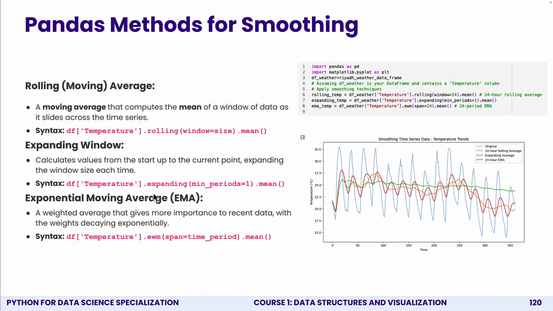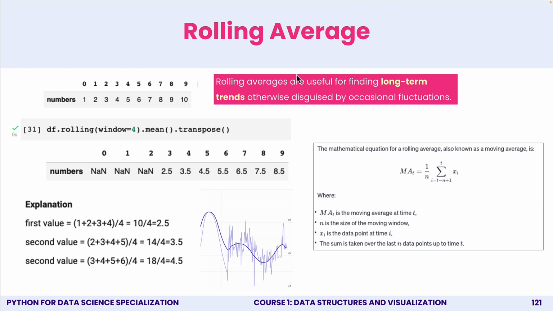Okay? And another way is to do expanding. So expanding calculates from the start up to the current point, expanding the window size each time. I will show you the different calculations, how we do them. And the expanding is the green line. Look, it's another curve. And we can have, this is very popular, the exponential moving average. Okay, and also we specify a time period. And this is actually the red curve. Okay, and here also we span over 24 hours.